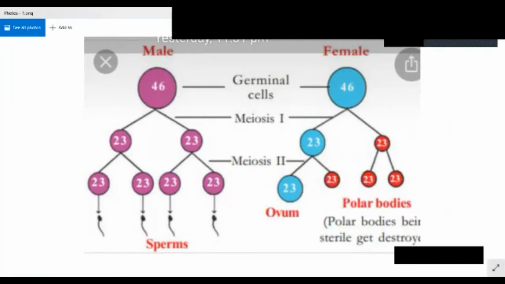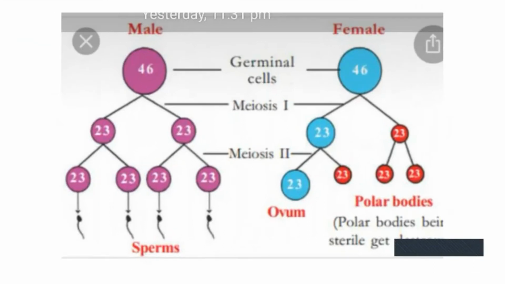In male and female, meiosis is happening, and the germinal cell divides in meiosis first. The cell divides into two daughter nuclei in males. Each will be having 23 pairs of chromosomes. In humans, 46 chromosomes are present for both male and female.